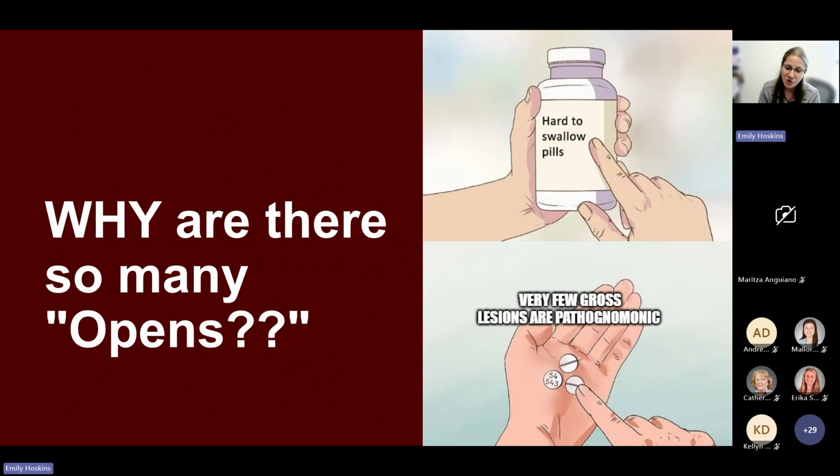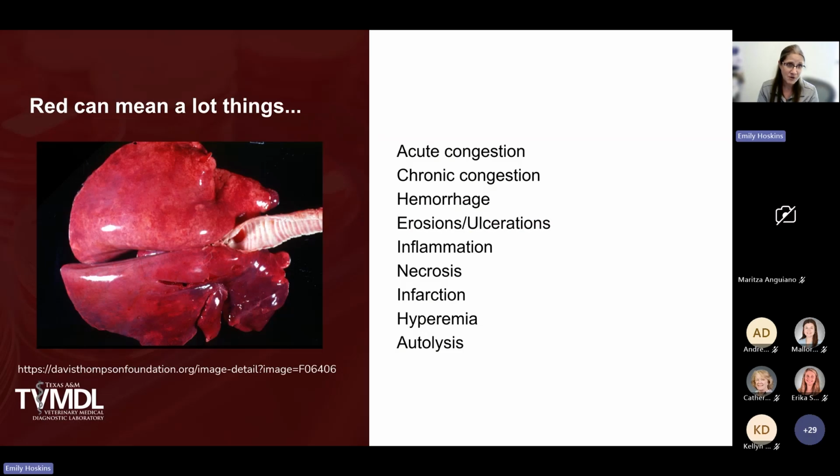But then you get out into the real world, and the real world is not boards, and you realize that you actually can't be 100% confident in most of the things that you see because you don't have microscopes for eyeballs. It would be really great if we did, but we unfortunately don't. So to talk about an example of this, I'm going to go over this for red, but this can be applied for lots of different color changes. But red can mean a lot of things.